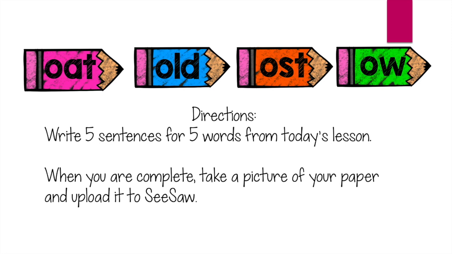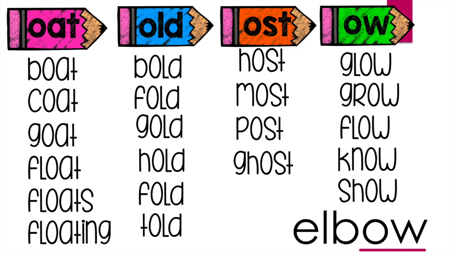So, for your work this week for Show What You Know, you are going to write 5 sentences for 5 words from today's lesson. When you are complete, take a picture of your paper and upload it to Seesaw. So what I would do if I were a 2nd grader and I had to do this activity is I would just go back one page. And in fact, I think I'll end it on this page because you have your whole list right here. Okay? So remember your directions, choose 5 words, and then write 5 sentences.